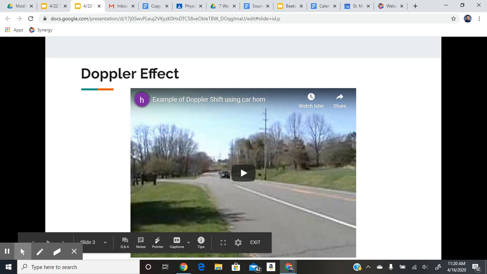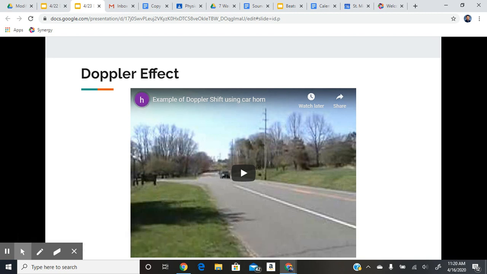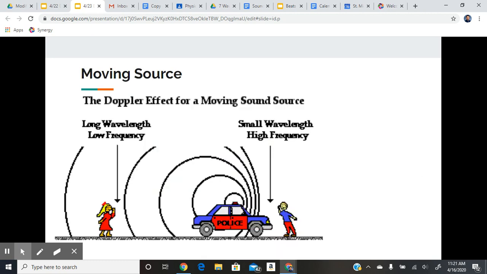You can watch this video quick. This is a video of the Doppler effect, and it's kind of that apparent frequency change that you experience if you were standing on the side of the road and you have a car honking, like in this video. As the car is coming towards you, you hear a higher pitch, and as the car is moving away from you, you're going to hear a lower pitch. So it's that apparent change in frequency. All right, so go ahead and watch that video.